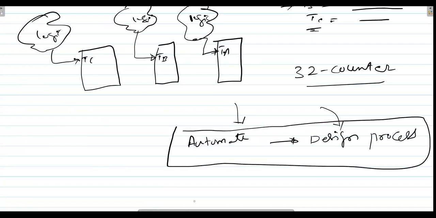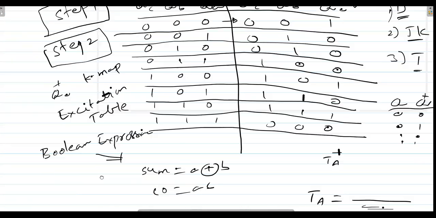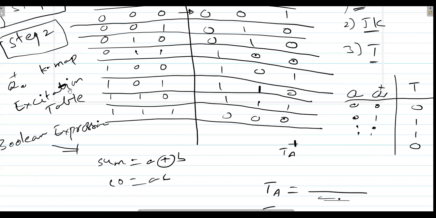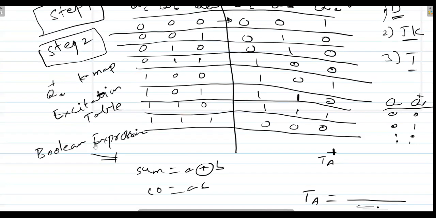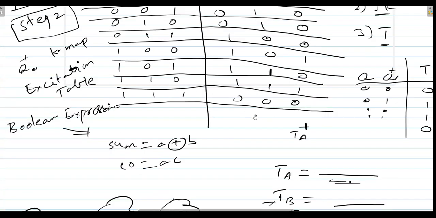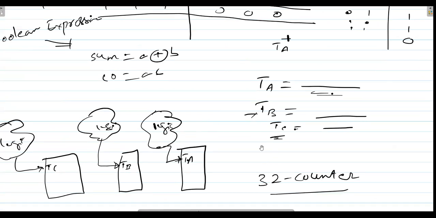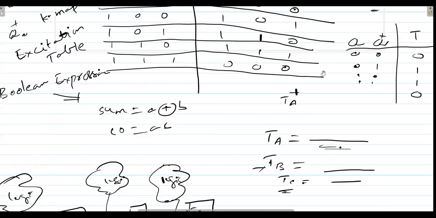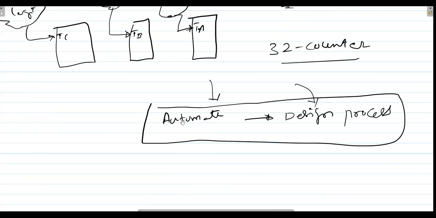This design process is what I discussed here. We write on paper our current state and next state, write all possible cases, then go for the excitation tables, then get the K-map, and then the Boolean expression. Everything was manual earlier. If it is a 32-bit counter, it may take months to work on this. So people thought complex designs are not possible with human intervention; we need to automate the complete design process.